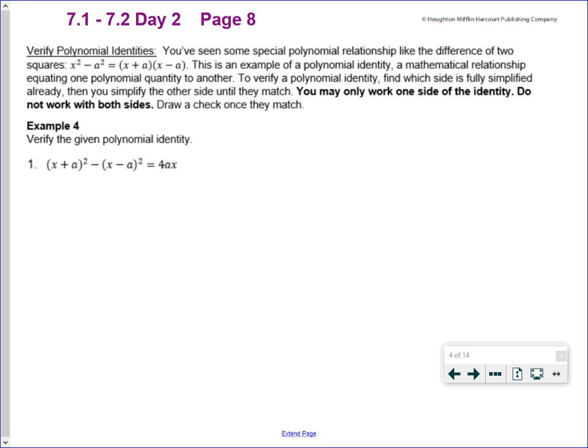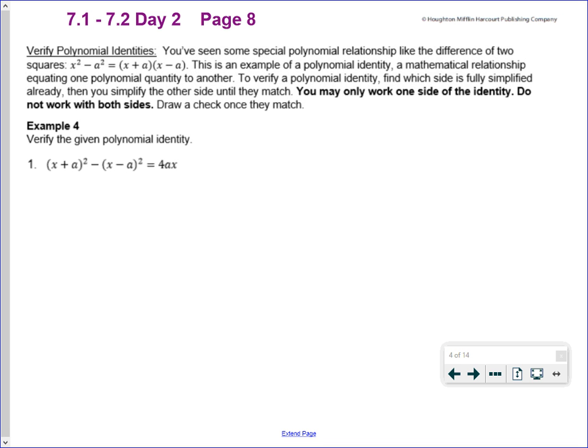We're going to be using multiplication of polynomials and the addition and subtraction of polynomials to verify that these polynomial identities are actually true. And when we're verifying polynomial identities, we can only work on one side of the equal sign. We cannot work on both sides. You're going to get a whole mess. You only want to focus on one side, and you're going to want to choose the side that we can actually do something to.